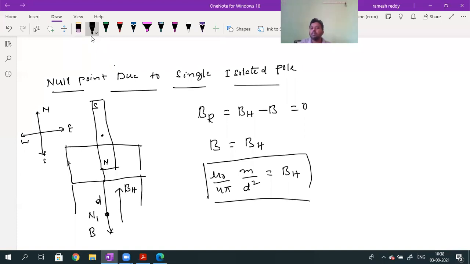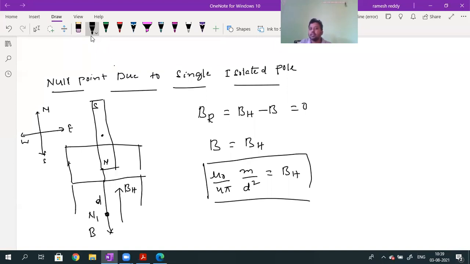The only point you have to remember is, whenever the north pole is placed on the table, where will we get the null point? The null point will be obtained below the table. The null point will be obtained towards the south. Are you getting it? Below the table means south only, no?